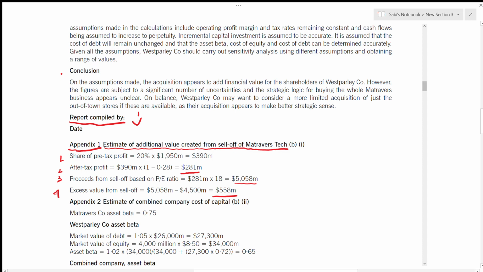You don't have to explain anything because it's only for 4 marks and it's calculation. You have to estimate. They didn't tell you to discuss anything. So when they tell you to estimate, calculate, you only have to calculate. You don't have to explain. But when the wordings are like explain, calculate and explain, discuss, then you have to write. So here you don't have to write anything, only this thing. I hope you can follow this way. Pre-tax, then after tax, then multiply by PE ratio, then you will get the value. Right? So that part is over.